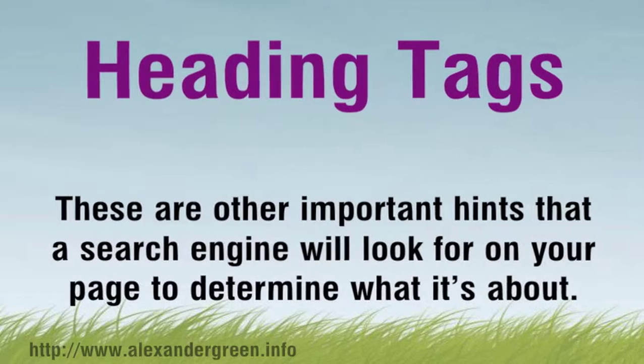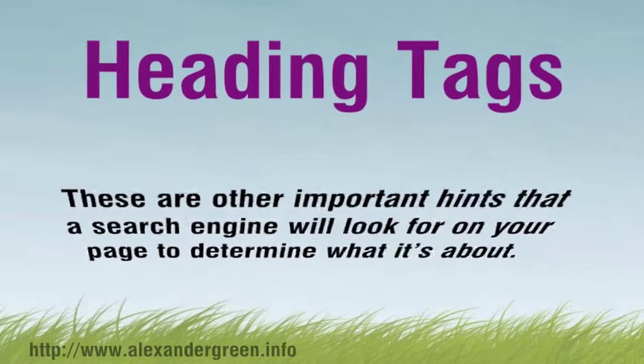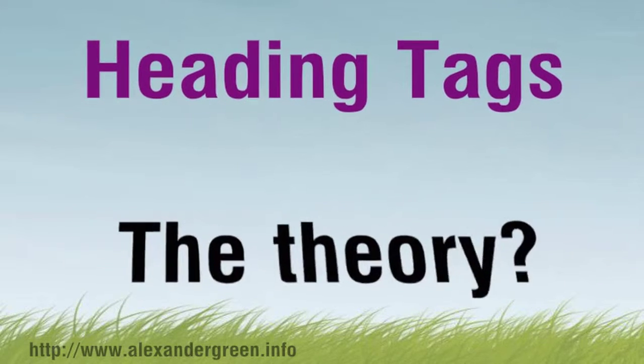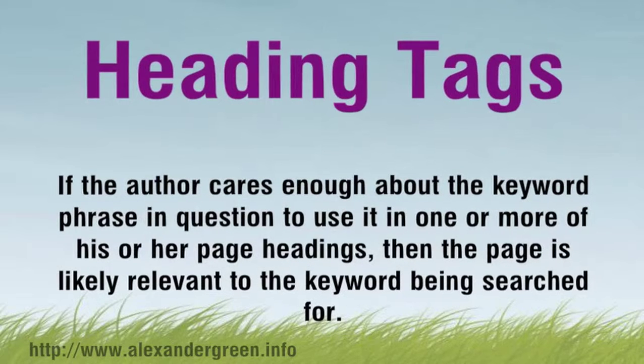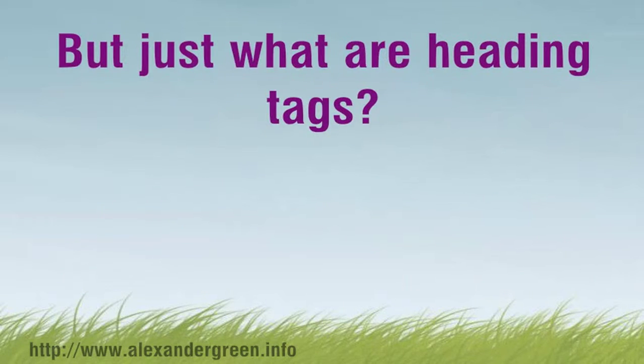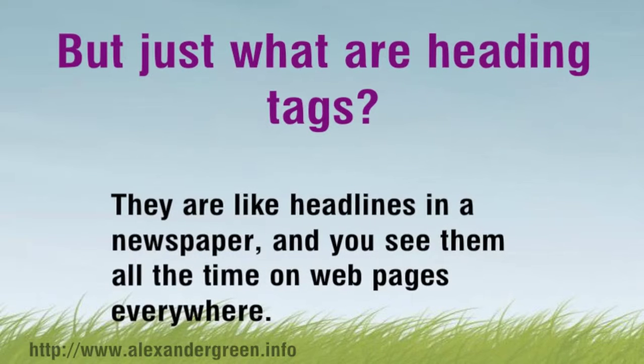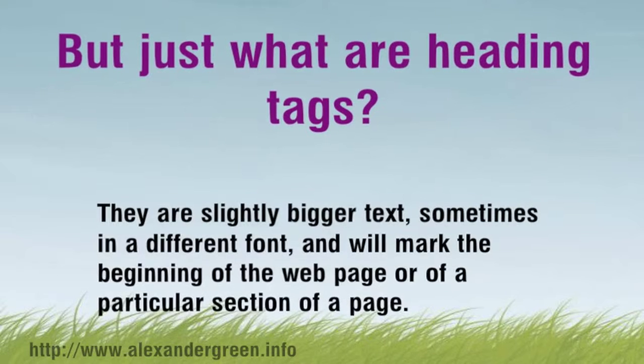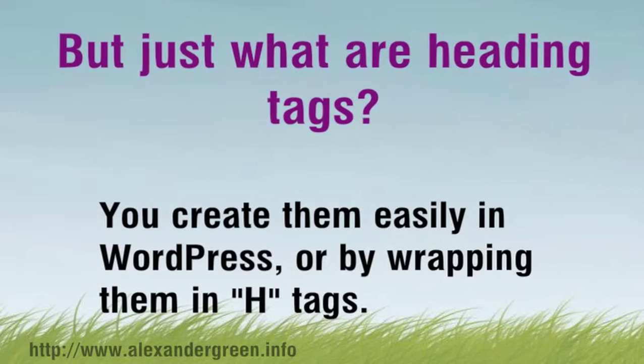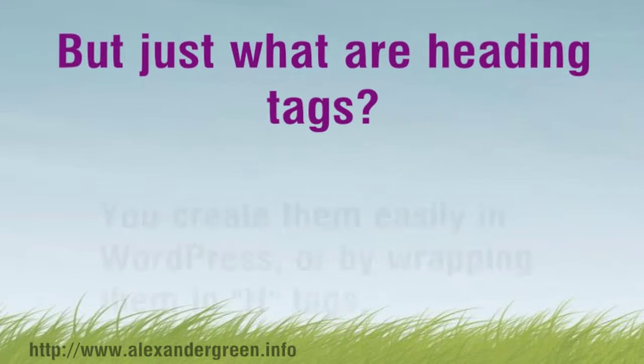Heading tags. These are other important hints that a search engine will look for on your page to determine what it's about. The theory? If the author cares enough about the keyword phrase in question to use it in one or more of his or her page headings, then the page is likely relevant to the keyword being searched for. But just what are heading tags? They are like headlines in a newspaper, and you see them all the time on web pages everywhere. They are slightly bigger text, sometimes in a different font, and will mark the beginning of the web page or of a particular section of a page. You create them easily in WordPress, or by wrapping them in H tags.